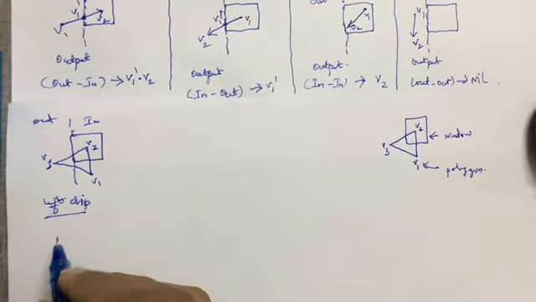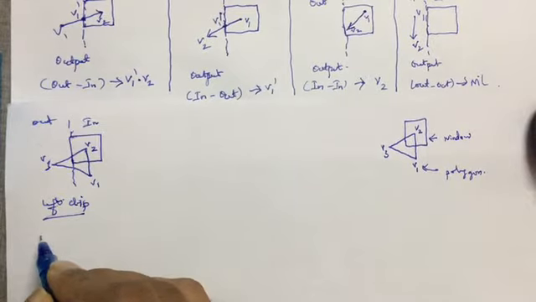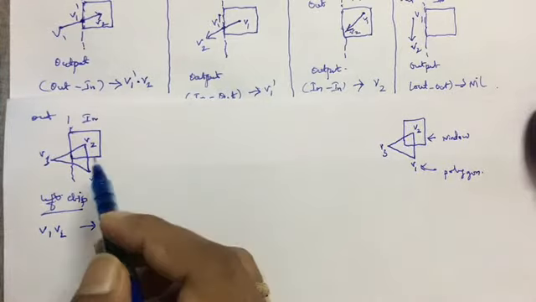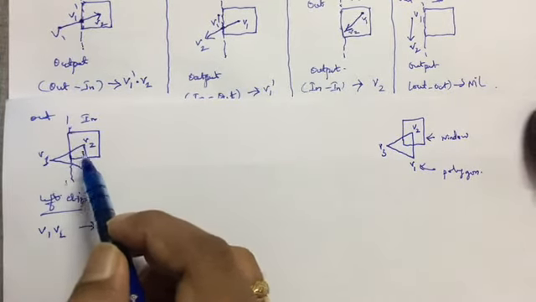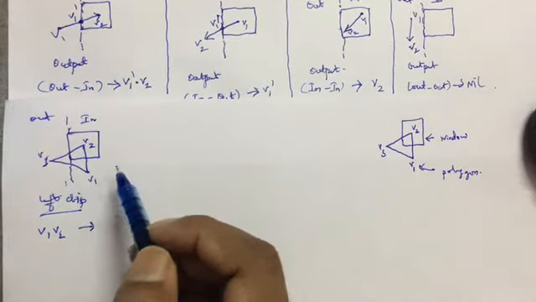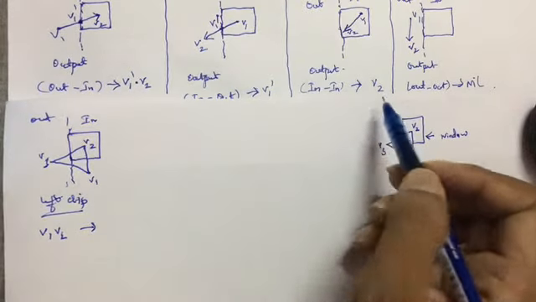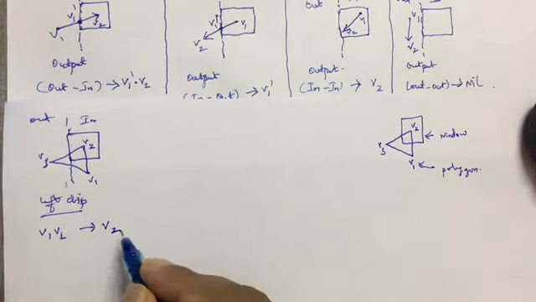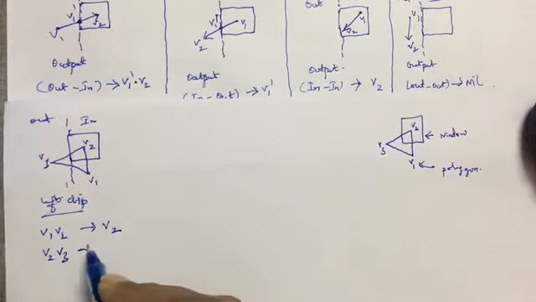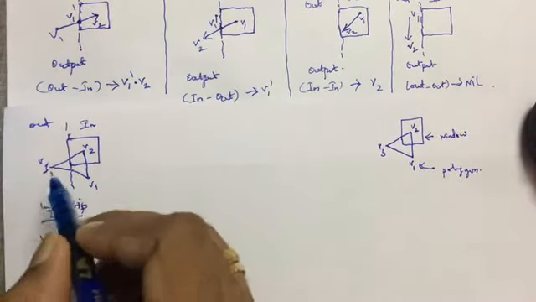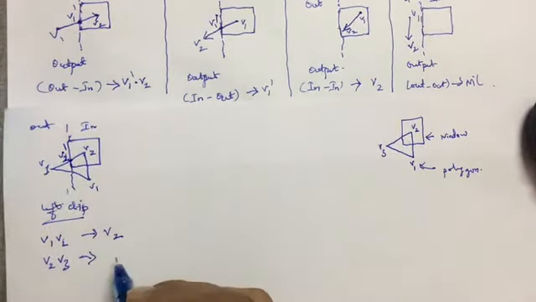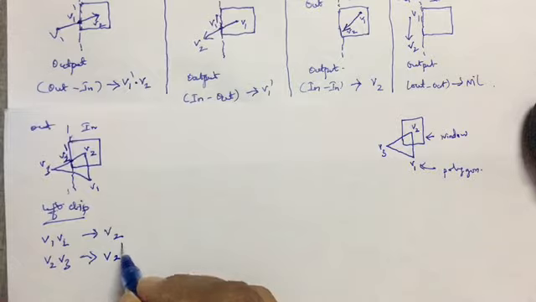So we will get V1, V2, edge 1. This is the left clip, this is the outside portion. In this case, both the points are inside the margin, so the output will be V2. Then the second case, V2, V3. In this case, from in position to out position, we will get V2 dash as the intersecting point, and so the output will be V2 dash.